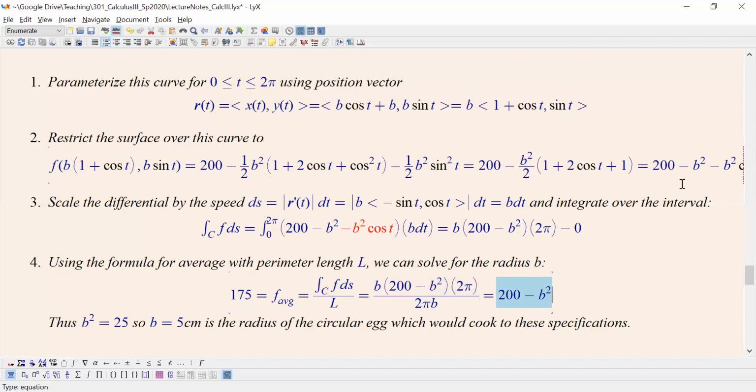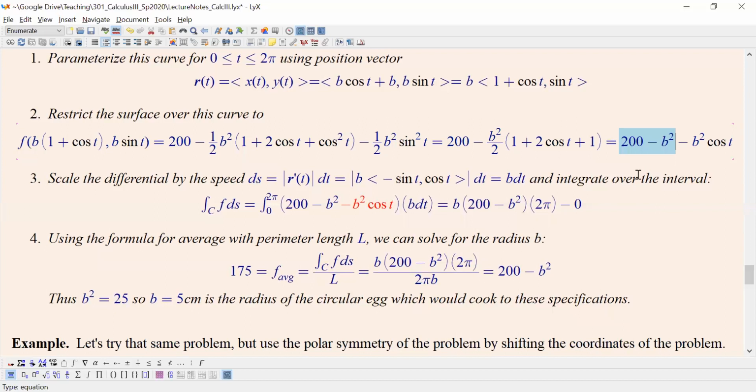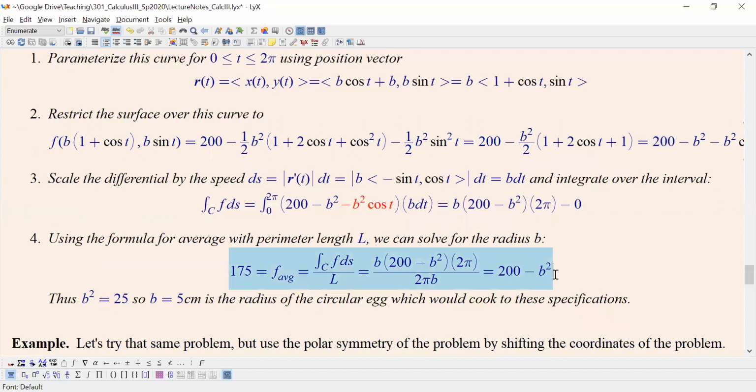That temperature that we noticed at the beginning right here, it seemed to be oscillating around this temperature, which gives us the average temperature around the perimeter of that egg. And so we then take 200 minus b squared equal to 175, solve for b squared, 25, solve for b, 5 centimeters in this case. So 5 centimeters is the radius of the circular egg which would cook to these specifications.